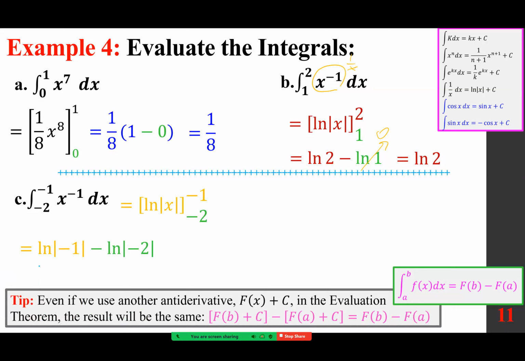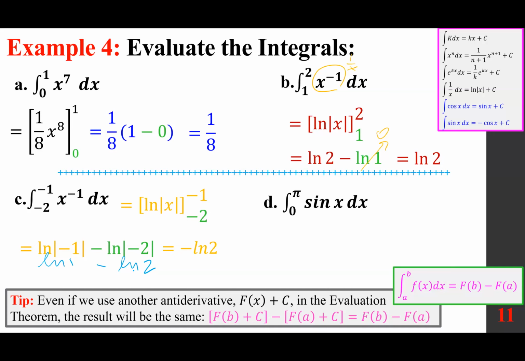However, in this case, this is ln of 1. In this case, it is ln of 2. So ln 1, which is 0, minus ln 2 gives you precisely minus ln 2. Okay? And that is extremely important to understand, everybody, why we are using the absolute value.